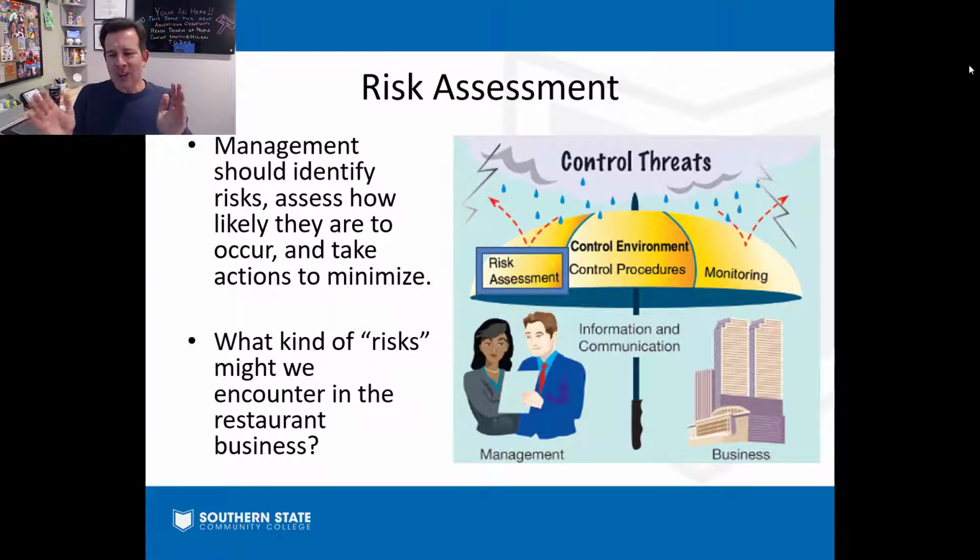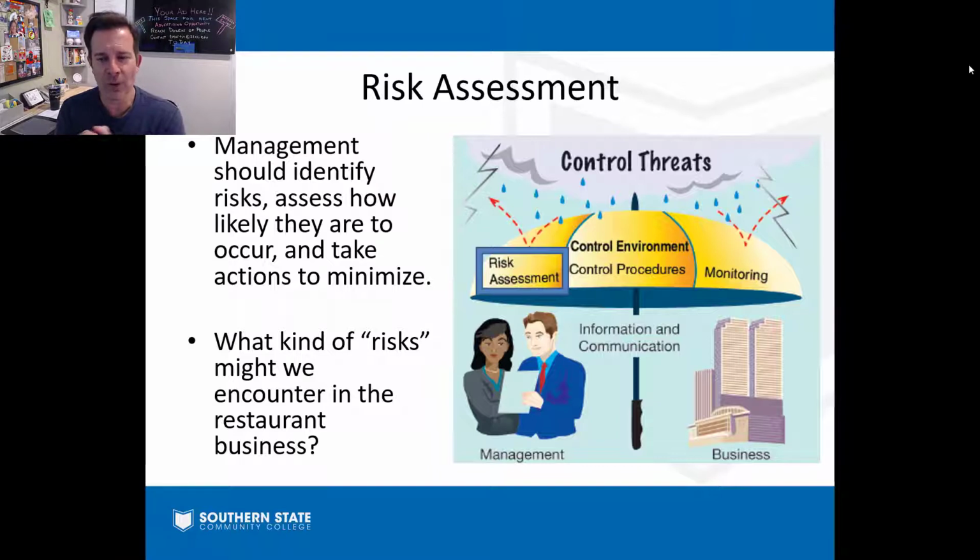And so you go back to the Moho Bob bar and grill example that we talked about when we were talking about the definition of internal control in that video. What kind of risk do you think you might encounter in the restaurant business? I mean, just think about that for a second. You've all dined out. I'll bet a lot of you probably worked in restaurants too. What kind of risks are there that we would need to plan for?